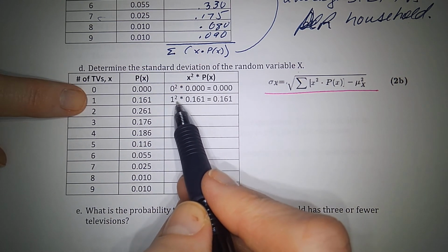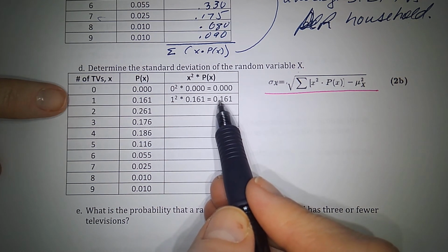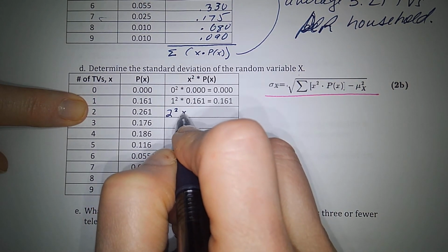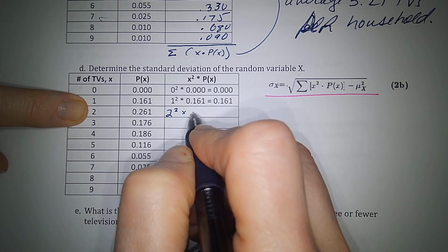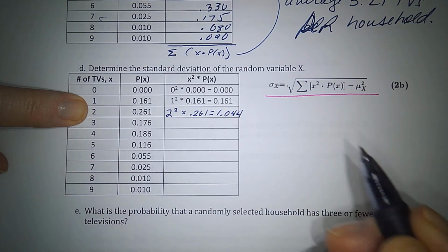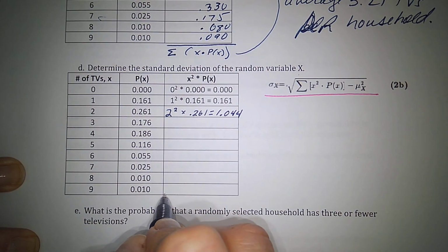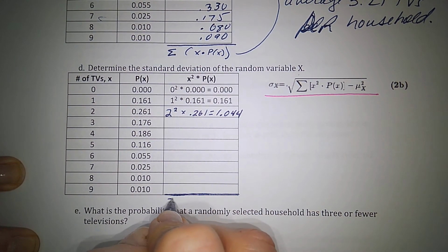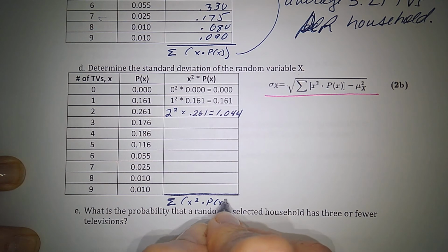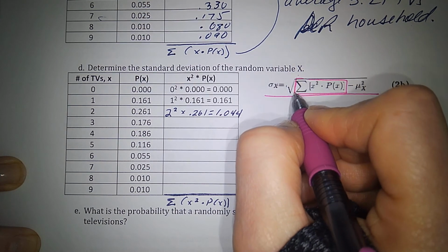1 squared, which is x squared, times its individual probability gives us this value here. Let's try it again together. So for the next value, we'll have 2 squared times the individual probability of 0.261, and that's going to give us a value of 1.044. Once we have all of those values here, and you add those up, that's going to give us the sum of all of the x squareds times each of the individual probabilities, which is going to be this portion in here. Just this portion in here.